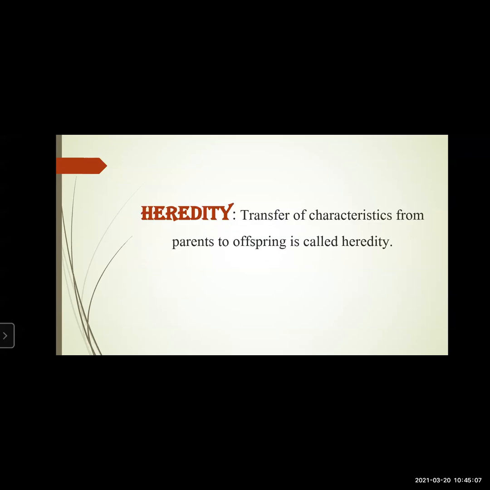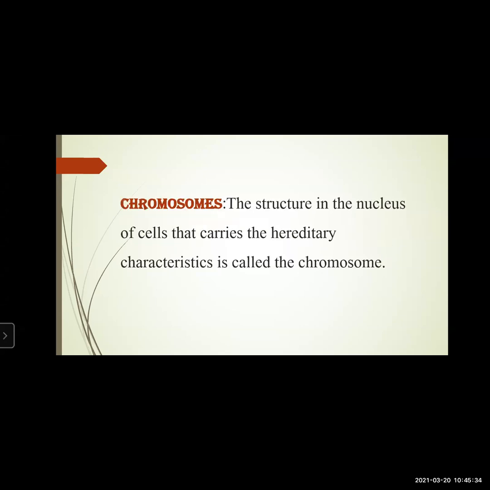Okay, so we'll do a quick revision. Heredity. What is heredity? Transfer of characteristics from parents to offspring is called heredity, right? So whatever the characters are transferred from parents to offspring, that is called as heredity. It is due to heredity that puppies are similar to dogs and the infants are similar to human beings. This we have already studied, right?